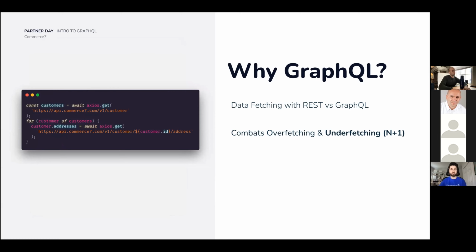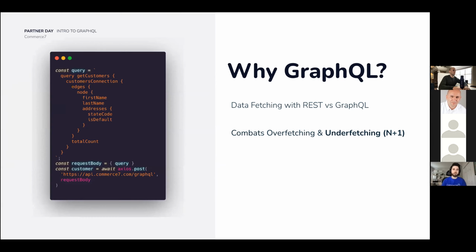Say we want to get a list of customers as well as the addresses for those customers. We've now introduced an N+1 problem, where for each customer, we need an additional API call to fetch those addresses. GraphQL helps solve that N+1 problem. Looking at the example here, I'm fetching the list of customers while also fetching their addresses within the same call. So now we've reduced the number of HTTP calls to 1, where previously this was 51 for the first page of 50 customers, for example.